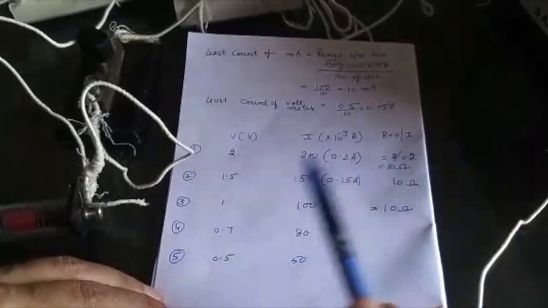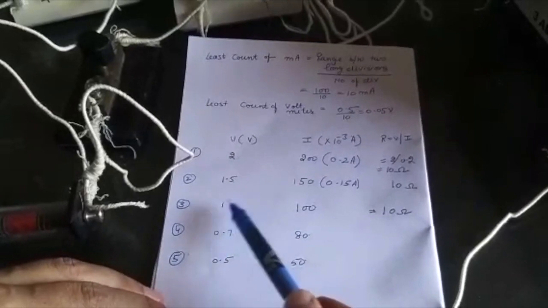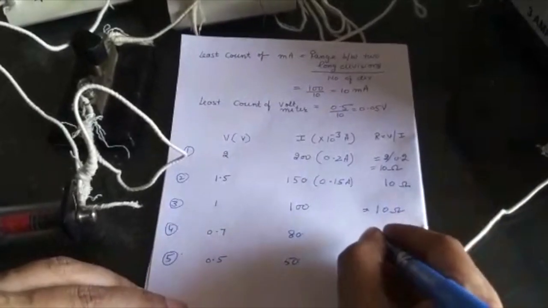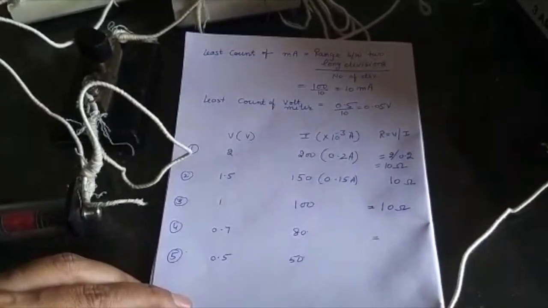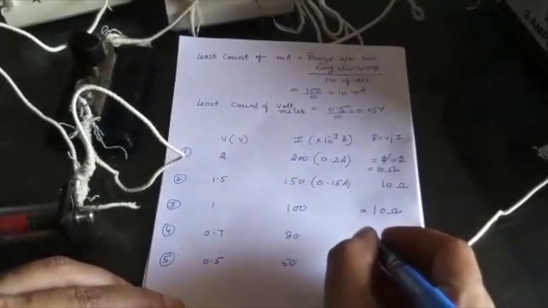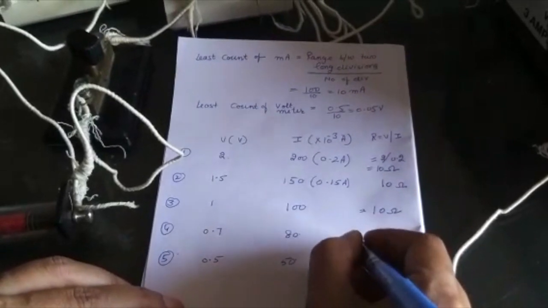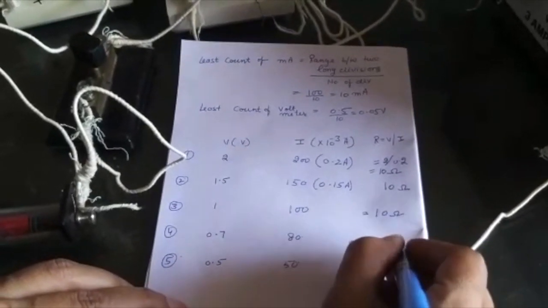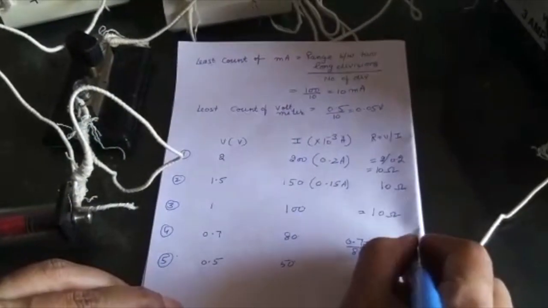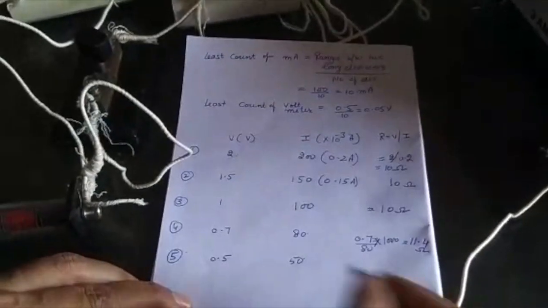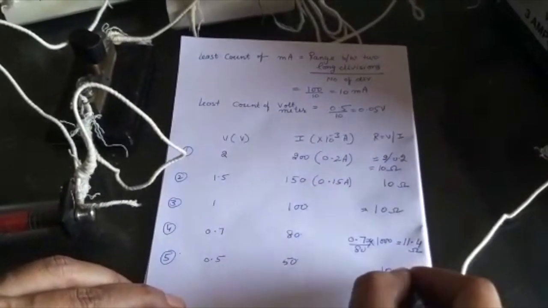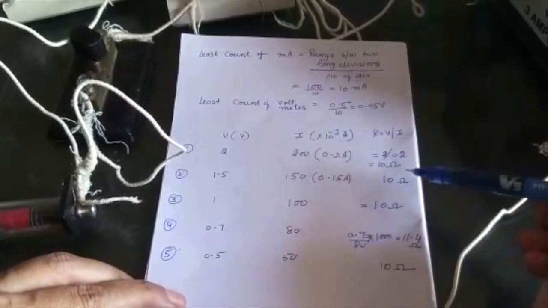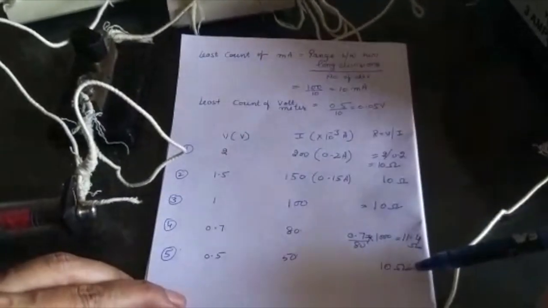Similarly here also, and here also, if you do 1 upon 100 multiplied by 1000, you will get 10 ohm itself. Now here I am getting something different, 0.7. I'll show you the calculation also: 0.7 divided by 80 multiplied by 1000. This will give me the value 11.4 ohm. And here I'll get my value 10 ohm only. So these are the 5 sets of readings: 10 ohm, 10 ohm, 10 ohm, 11.4 and 10 ohm.